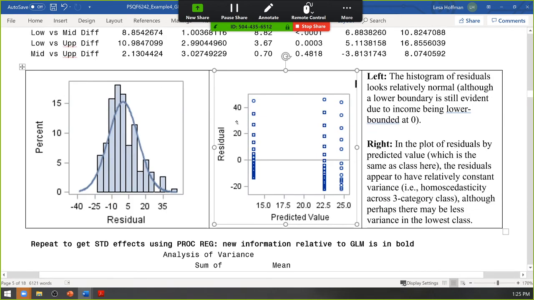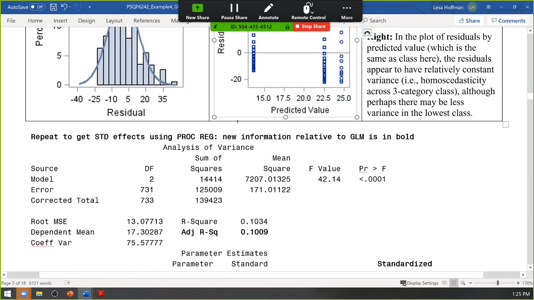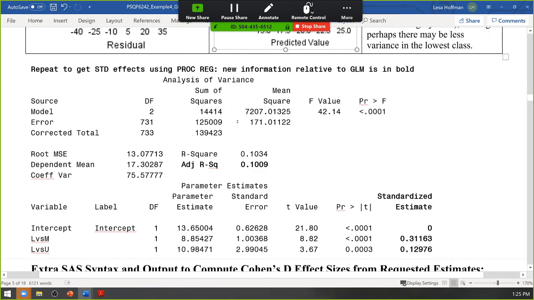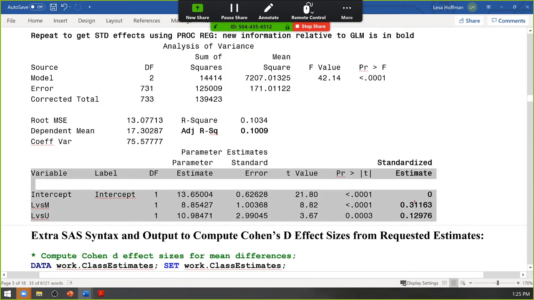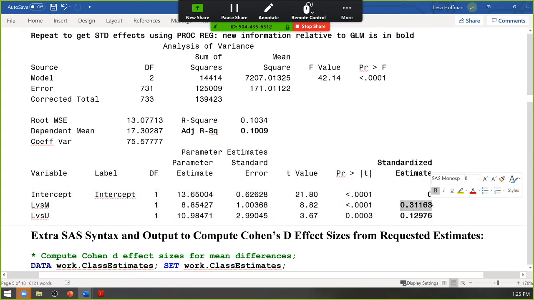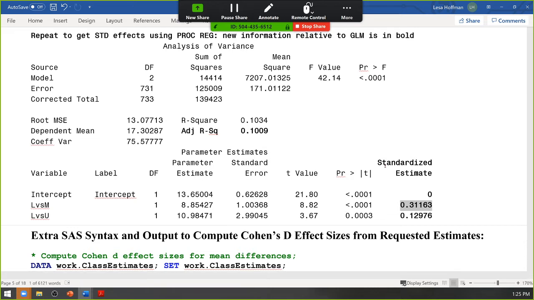In homework 3, you got a chance to practice getting standardized effects. The output for proc reg is right here, the very last column. These are standardized slopes. Those are in an R metric. But when you have groups like this, and you want to talk about how the groups are different from each other, D is going to be a more intuitive way to do that, standardized group mean differences.